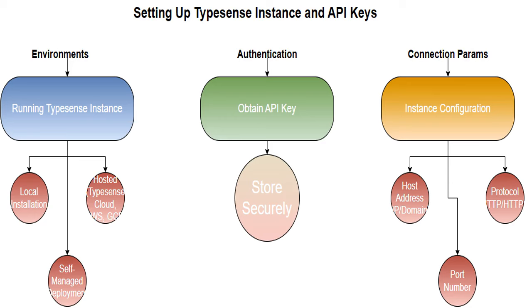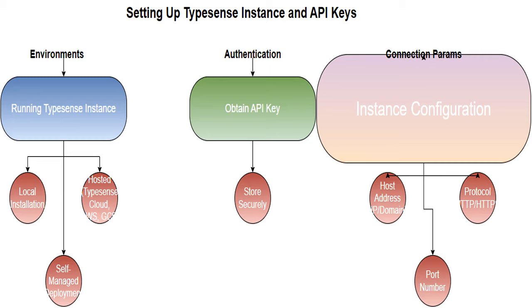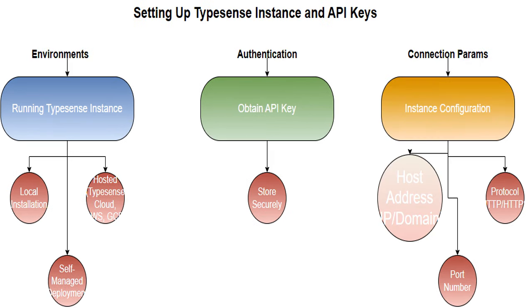An API key is required to authenticate your LangChain application with Typesense. It's like a password that grants access to the database. API keys should be treated like passwords and stored securely to prevent unauthorized access. Avoid hard-coding them directly into your application code. Environment variables are a safe approach. Configuration involves setting the parameters needed to connect to your Typesense instance.